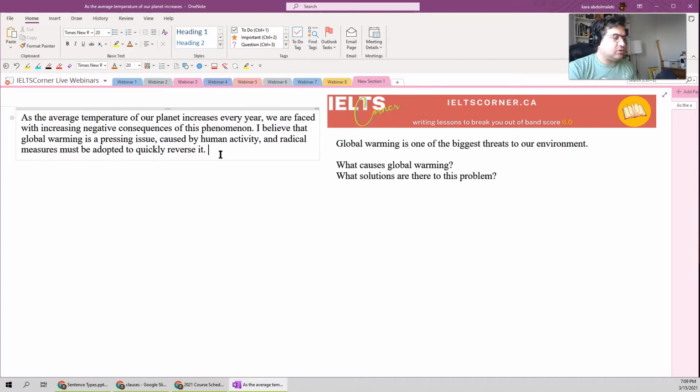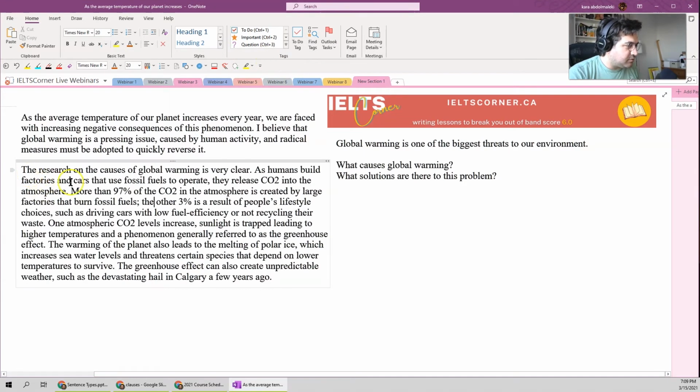Okay, so let's go with this first body paragraph. The first body paragraph is a bit long. The entire essay is about 290 words, so I tried to keep it shorter than usual this time. The research on the causes of global warming is very clear. So here, this paragraph is about the causes. So as you can see, I have added a topic sentence that talks about the causes, and it's a short one and it's a simple sentence, and that's intentional because you want your topic sentence to be short and clear and to the point.